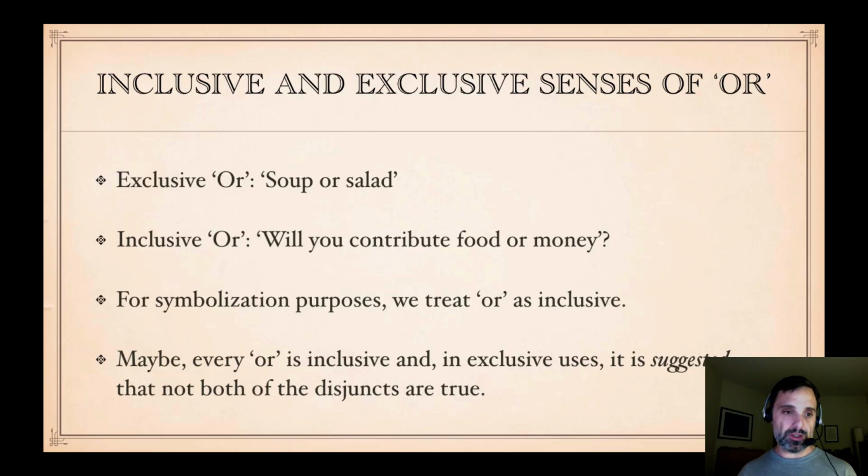Or maybe some uses of or are truly exclusive, that the meaning itself of the word is exclusive. We're not going to worry about that so much, and we're going to assume, and perhaps it's a false assumption, but we're going to assume that all English occurrences of or are inclusive.